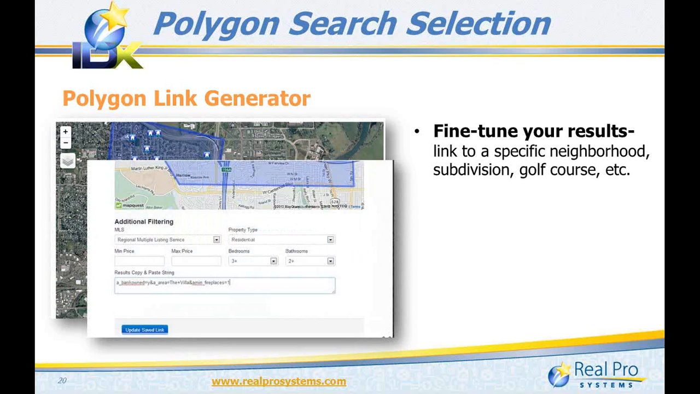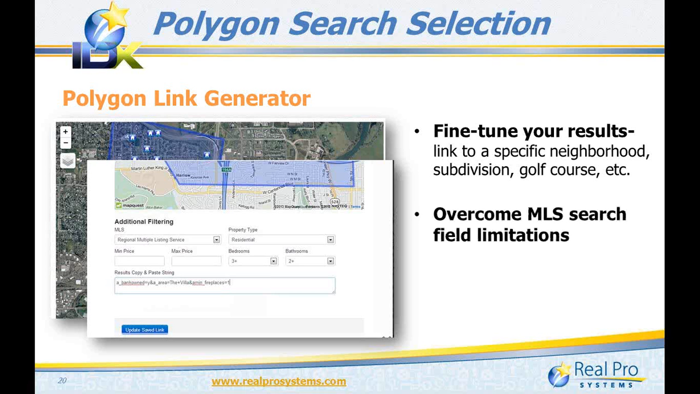This obviously also helps to overcome some of the MLS search field limitations that either may not be available or are left blank. This is also an SEO-friendly feature that you can control the URL and search engine optimization fields specific to this page. So if you're building a golf course page, let's say we'll call it the Oakway Golf Course area, you can fine-tune the URL to actually say Oakway Golf Course Real Estate, and then fine-tune the content of the page to contain the phrase or words Oakway Golf Course Real Estate.